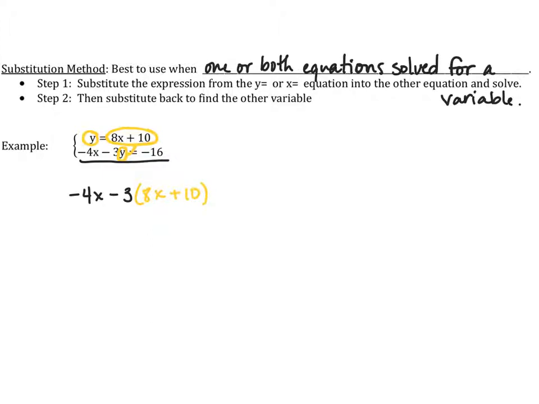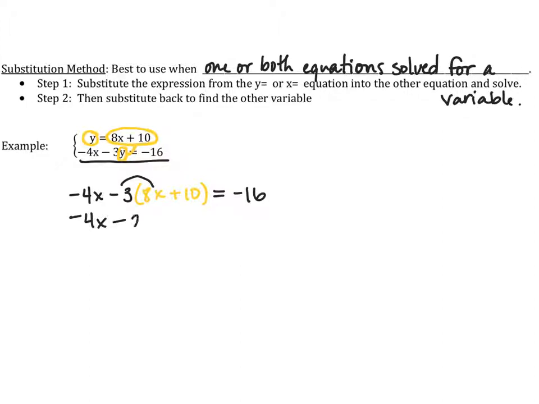And then I need the rest of that equation equals negative 16. Then I'm going to go into my normal solving steps to solve that. So I'm going to drop down the negative 4x. I'm going to distribute this negative 3. Make sure you know that that's minus 3 there. That's the whole thing you're distributing.